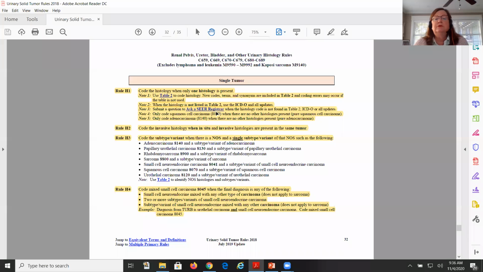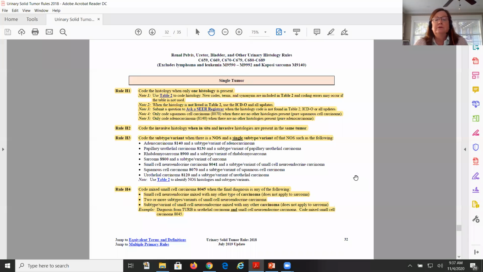Oh, and here, as I mentioned before, when I was explaining how to prioritize what documentation to use for your histology, here in note 3 is the link for Ask a SEER Registrar. H2, code the invasive histology when in situ and invasive histologies are present in the same tumor. H3, code the subtype variant when there is an NOS and a single subtype variant of that NOS. And here are several examples for you.